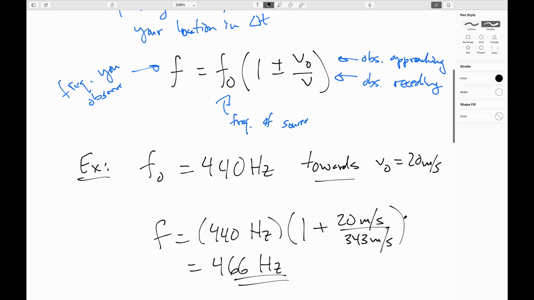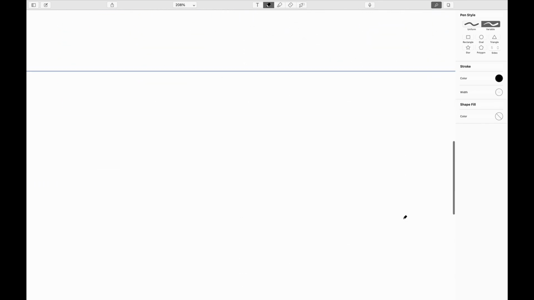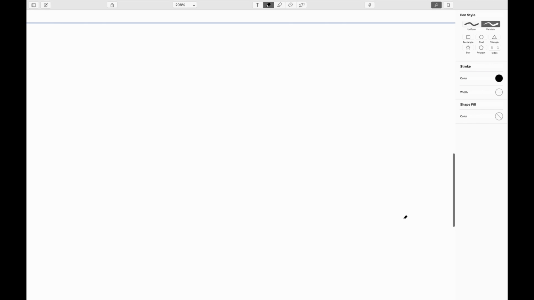All right, so that's if the observer is moving. Now let's consider the case where the observer is stationary but the source is moving. And then eventually I will mention briefly how to put the two of them together if you need to.